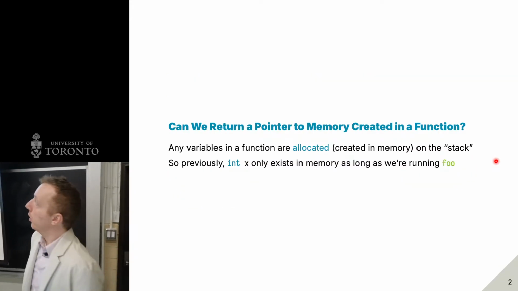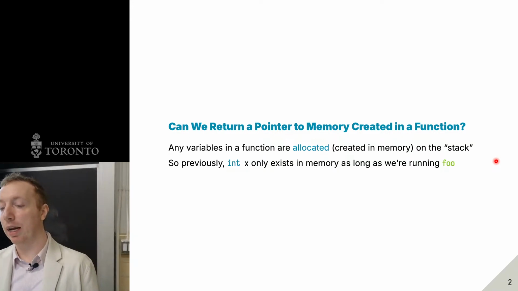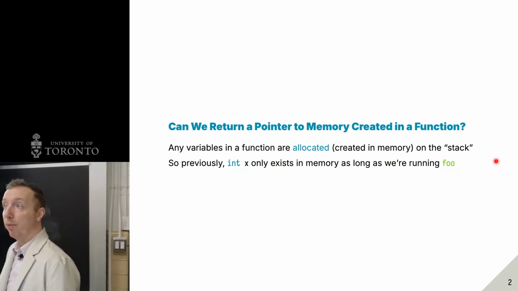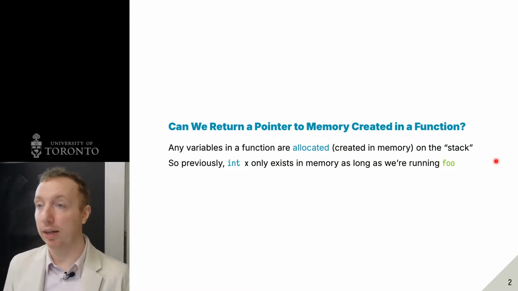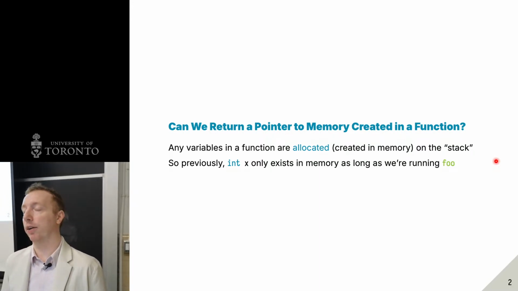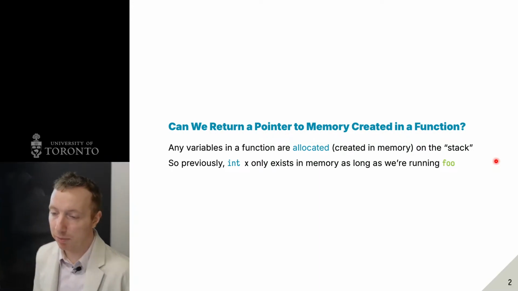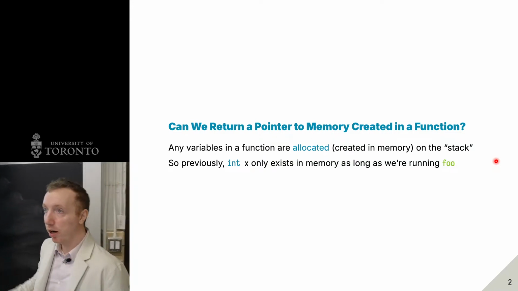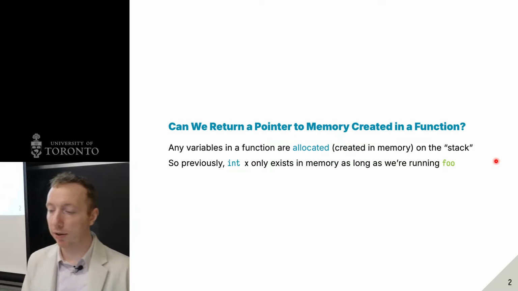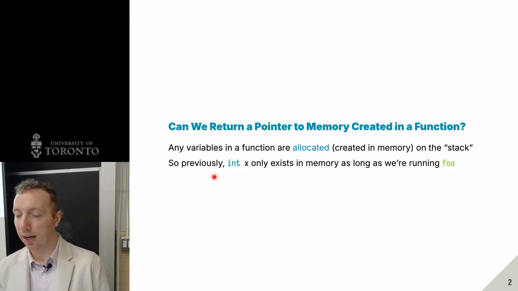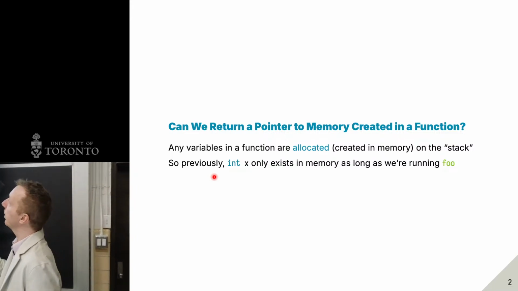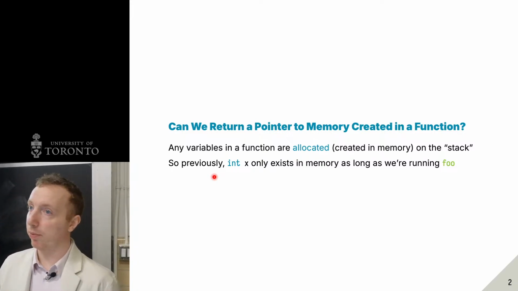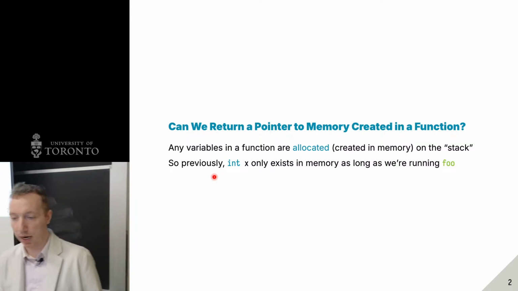So, can we return a pointer to memory created in a function? Well, from what we know now, we can't, because any variables in a function are, if we want to speak like true programmers, we'd say that they're allocated, which is just another way to say created in memory on the stack. So that previous region of memory. So that int x only exists in memory as long as we're running foo. So as soon as we return from foo, that x disappears. If we call foo again, it would create a new x.